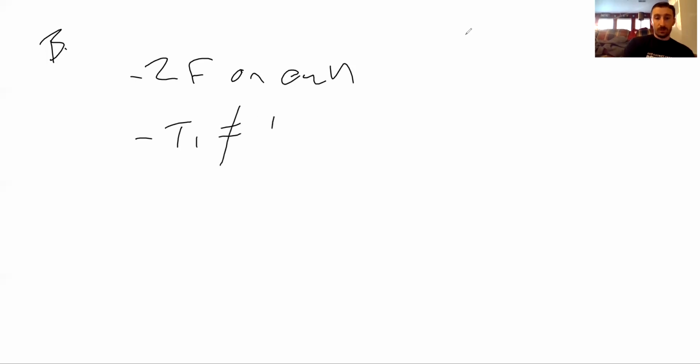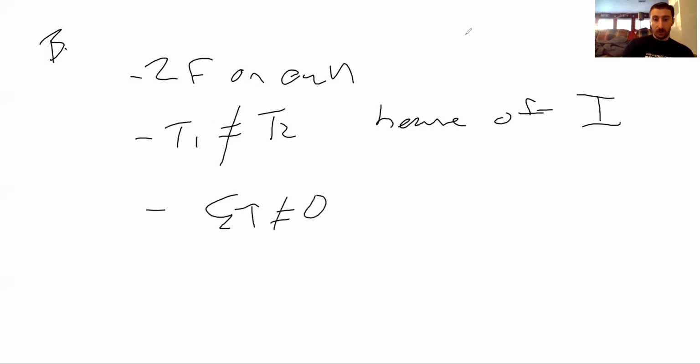So, I don't know what to write there. Hopefully you just listened to it. Nothing to write. So two forces on each. T1 is not equal to T2 because of inertia, and because net torque cannot be 0, because there is an acceleration. So I guess that's it.